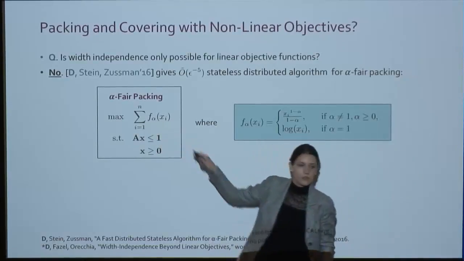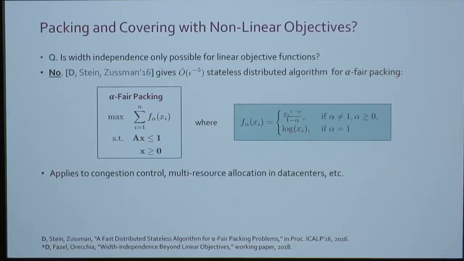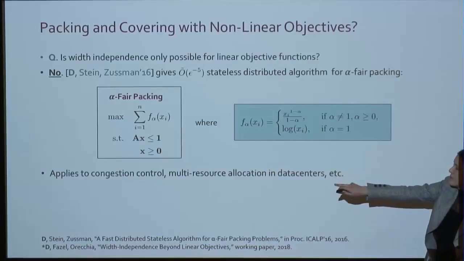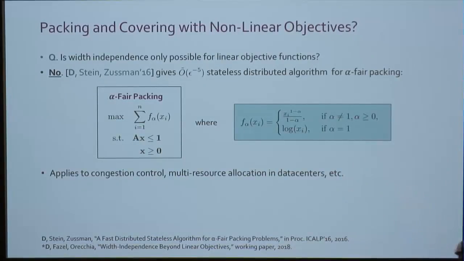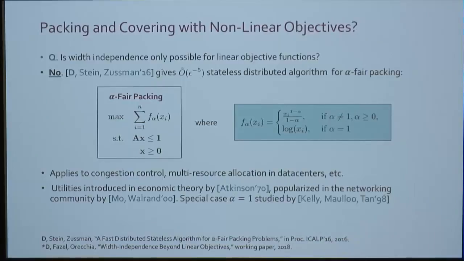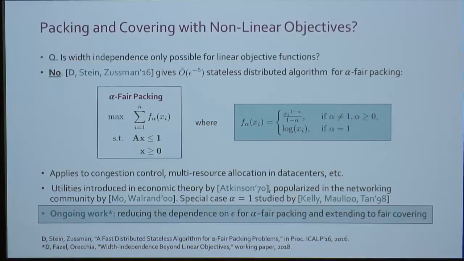It is for the class of alpha-fair packing. So these are some more general convex utilities. These types of utilities arise a lot in practice. These types of problems are typically used in congestion control and multi-resource allocation in data centers, originally introduced in economic theory, but really popularized by the networking community, which is why I even started working on them. I have ongoing work on getting something better in terms of epsilon in a more relaxed model, and also extending this to some covering problems.